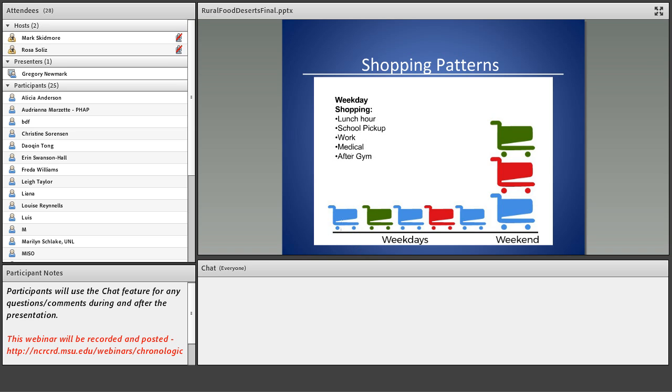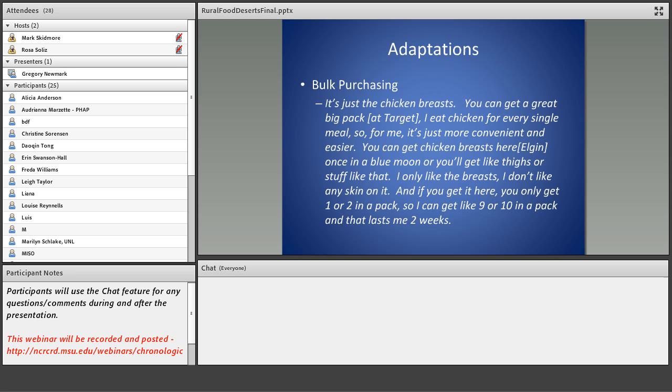And just to illustrate this, for weekday shopping, people talked about shopping at their lunch hour and putting stuff in the refrigerator at their workplace. A lot of shopping also happened around school pickup times, and in the evenings, whereas weekend shopping was coupled with other shopping or different kinds of recreational activities and also medical activities.